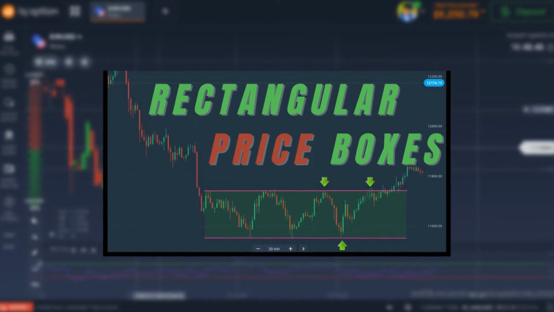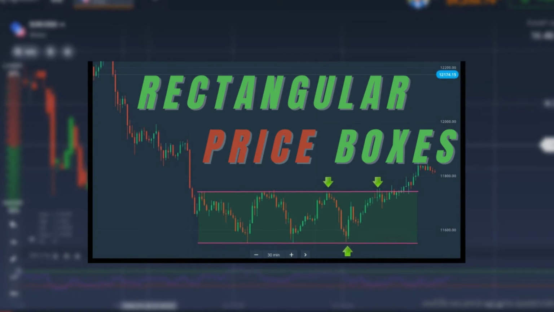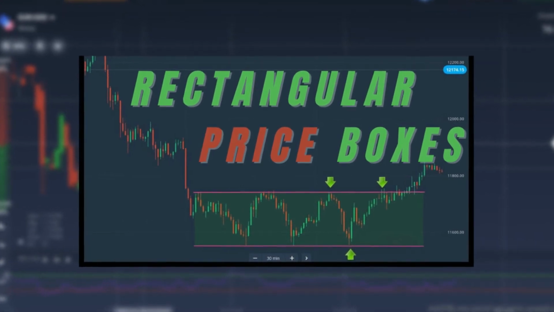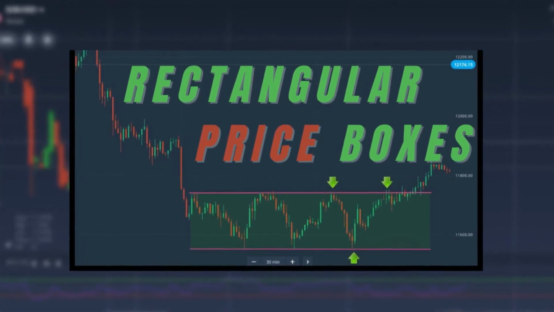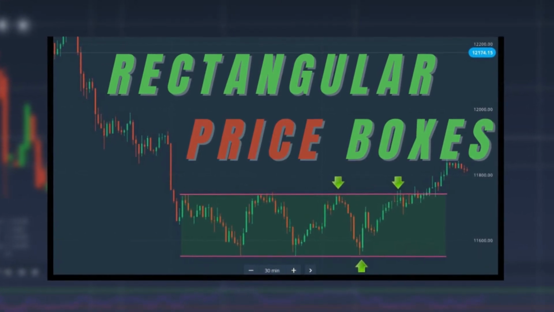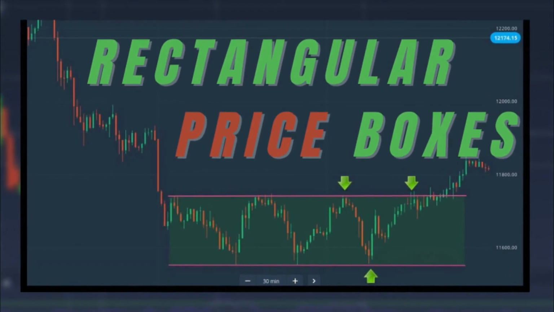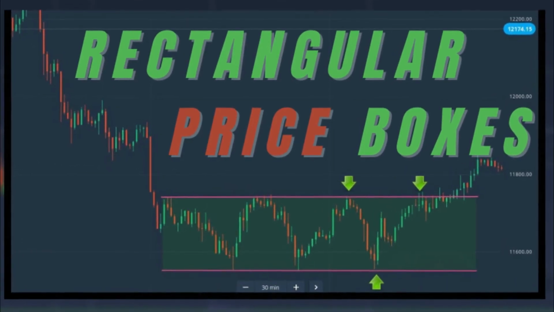Hi, in today's video you're going to learn how you can use the rectangular price box strategy. The ability to identify support and resistance is the foundation of the rectangular pricing pattern. It can give you consistent results in a short period of time. This video will help you spot the pattern and how you can use it effectively when trading.